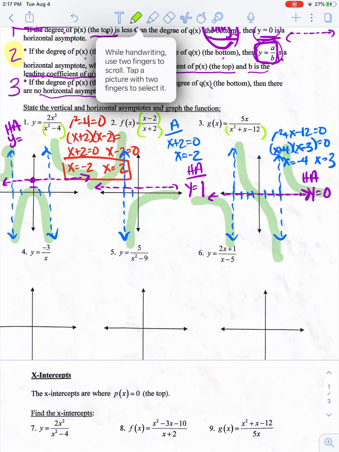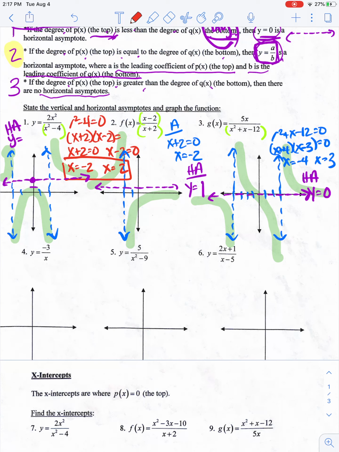Okay, so now we're going to look at the last 3 down here, and we're not going to do the second page. So again, we're going to review vertical asymptotes and horizontal asymptotes. Vertical asymptotes, you set the bottom equal to 0. Okay, so vertical asymptote at 0. Horizontal, the degree of the top is 0 because it doesn't even have an x. The degree of the bottom is 1, so the bottom's bigger, so that's y equals 0. And then I type him into my calculator, and he looks like that.